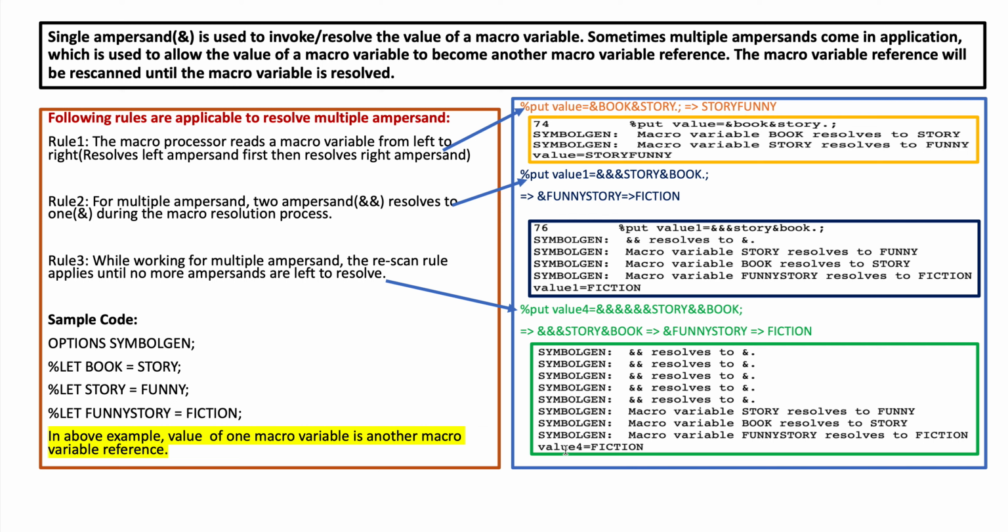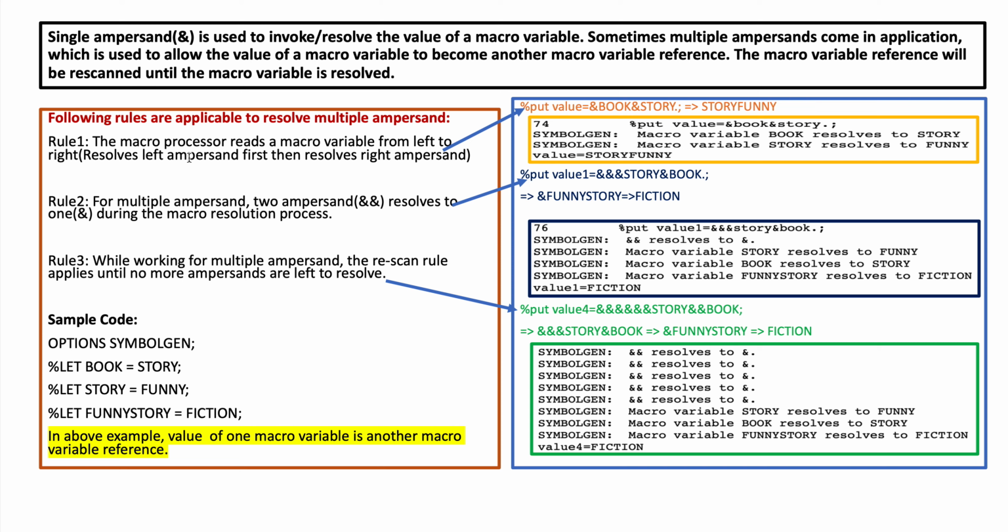The following rules are applicable to resolve multiple ampersands. Rule number 1: the macro processor reads a macro variable from left to right. That means it resolves the left ampersand first, then resolves the right ampersand.